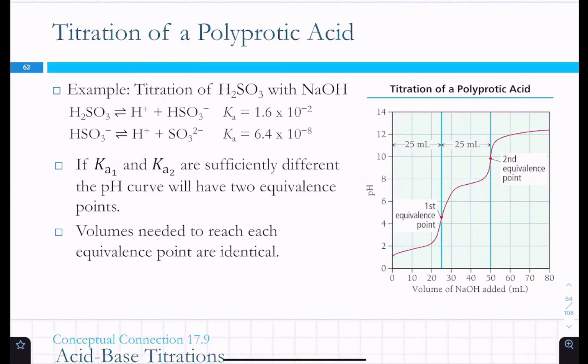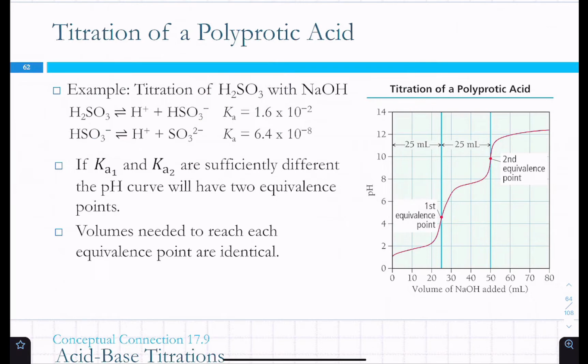Right? So for polyprotic acids, this is the titration of sulfurous acid with sodium hydroxide, so we have a weak acid. The only strong polyprotic acid that we have is sulfuric, H2SO4, but H2SO3 is a weak acid. And the interesting thing that happens here is if your pKa's are far enough apart, you have two separate equivalence points.